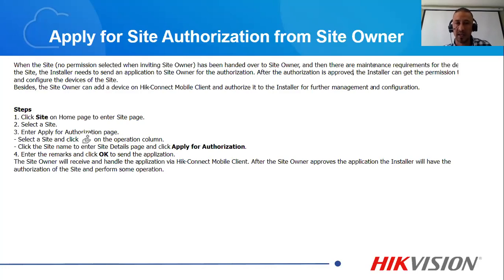Once the site has been handed over to the client, we then apply for permission or authorization from the site owner. The site owner then will accept, and then he will approve authorization, and then the installer is able to perform certain operations on his physical site.